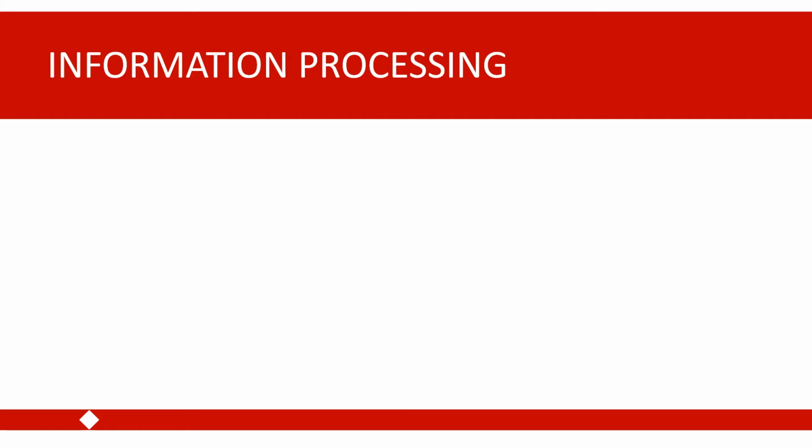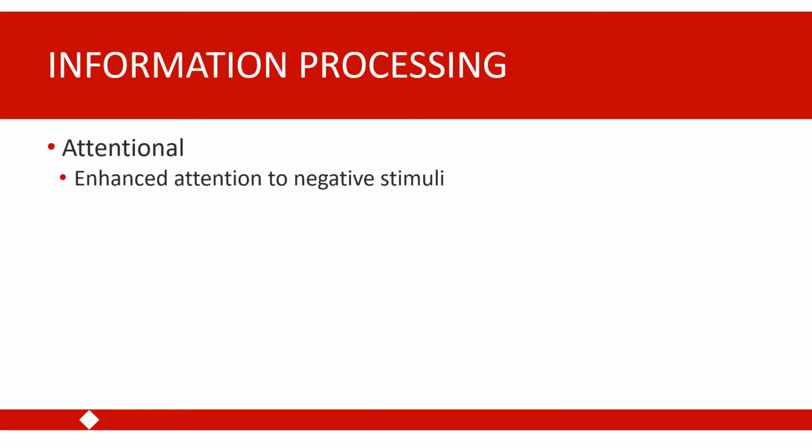One way of thinking about the role of cognition in depression is to focus on abnormalities or dysfunctions of information processing, so biases in the way that we process or obtain information. One thing we know about depression is that we see abnormalities in attention, and in particular, when an individual is in a negative mood state, we see enhanced attention to negative stimuli.